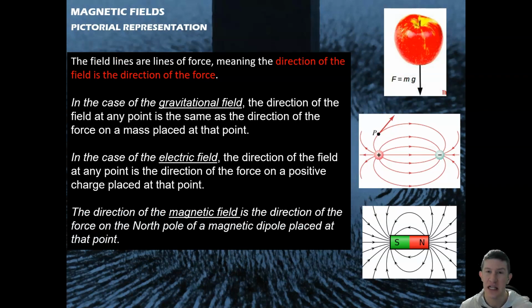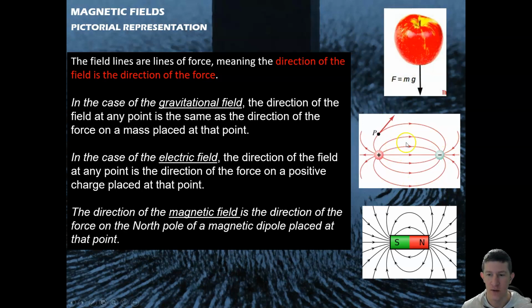The field lines are lines of force. So this means that the direction of the field line is the direction of the force. In the case of gravity, take our apple, which is just representing a mass. We said that the force and the direction of that force is the direction the object is pulled. So in gravity, it's always towards the center of the earth or down.